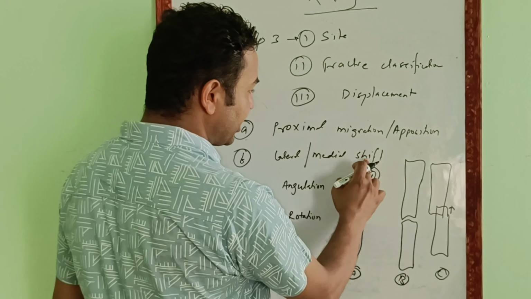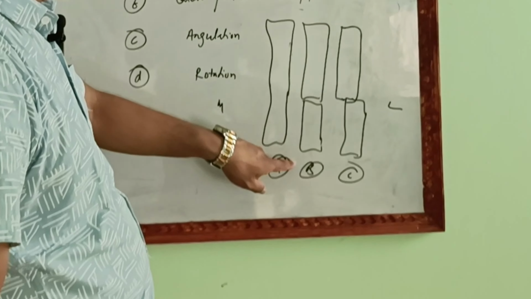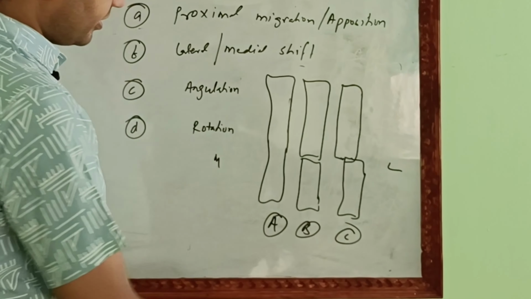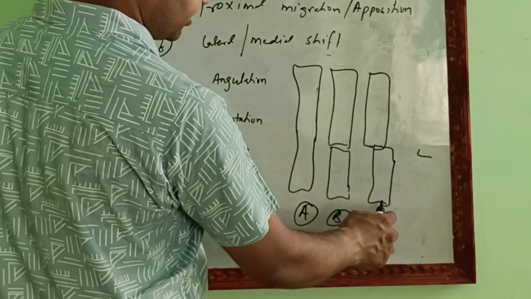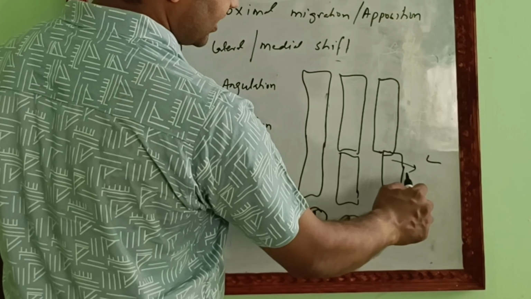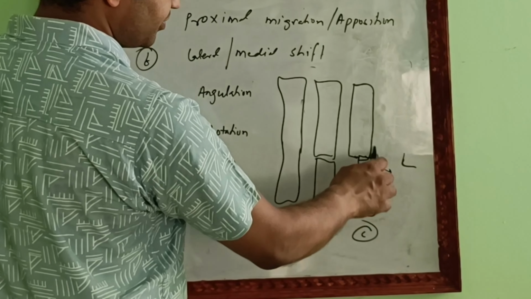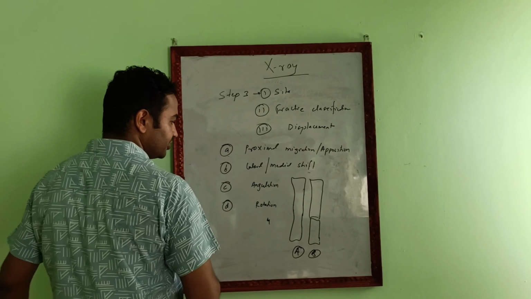Now comes the medial or lateral shift. In picture B, the fracture is there, but it's in place. And in picture C, you will notice that the fracture fragment, the distal fragment, moves laterally. This is the lateral side, this is the medial side. So the fracture fragment moves proximally and laterally. Now comes the angulation.